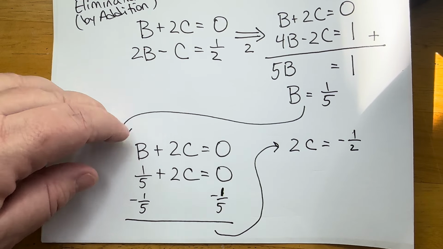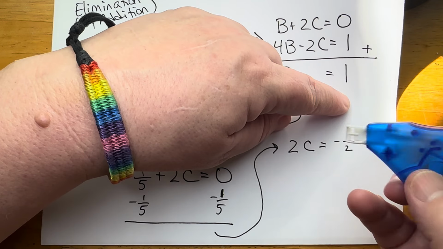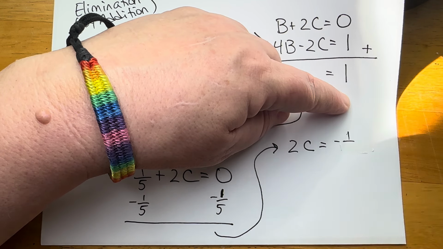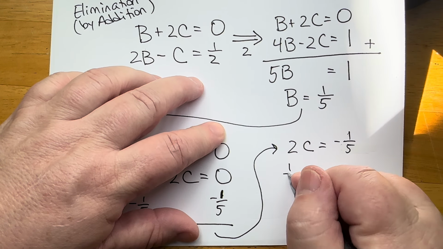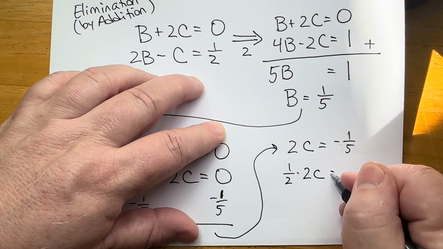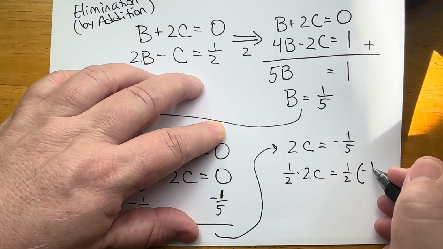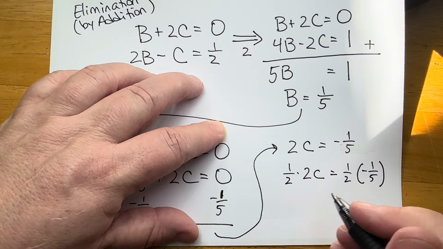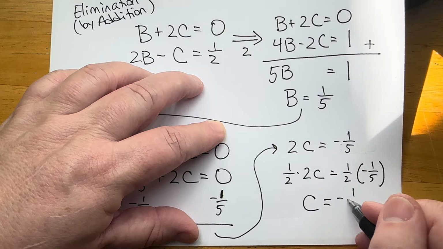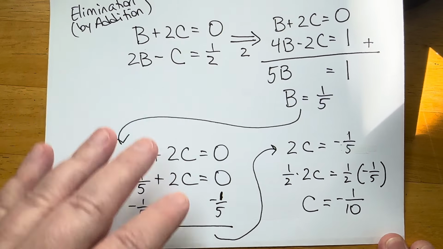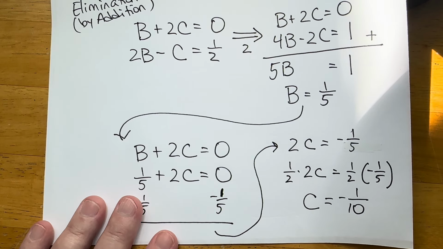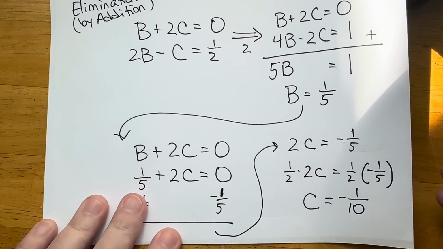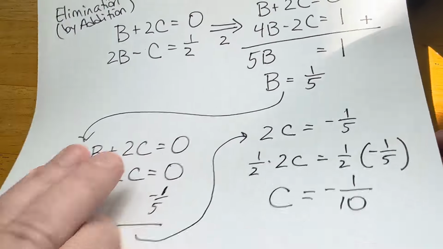And I'm going to get 2C equals negative 1/5. That was wishful thinking, wasn't it? Negative 1/5. And then I multiply both sides times 1/2, and I get C equals negative 1/10. And so you're going to ask me, great, are we done? And the answer is no, we have just started.